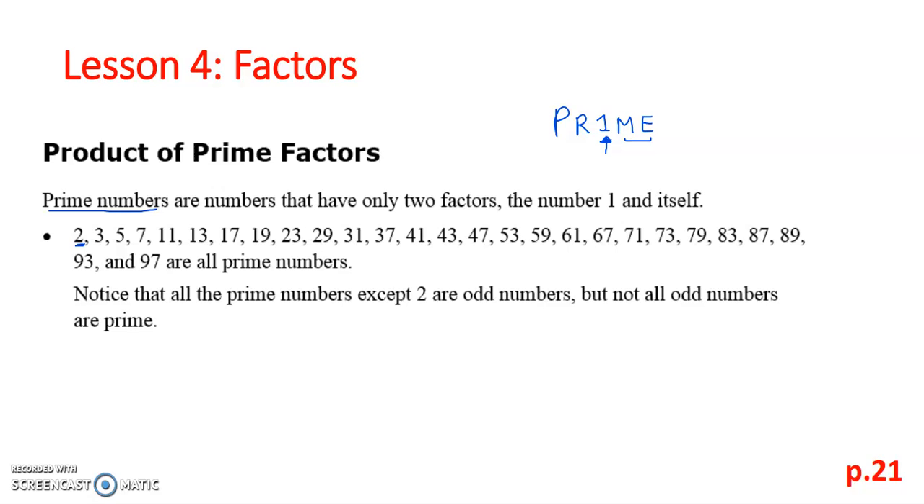The number 2 is your smallest prime number, and it's also the only even prime number. The rest of the prime numbers are odd, but don't be fooled that all odd numbers are prime numbers. Some of them are prime and some of them are not. Numbers like 17, 23, 41 are prime numbers. The only factors are the number 1 and itself.